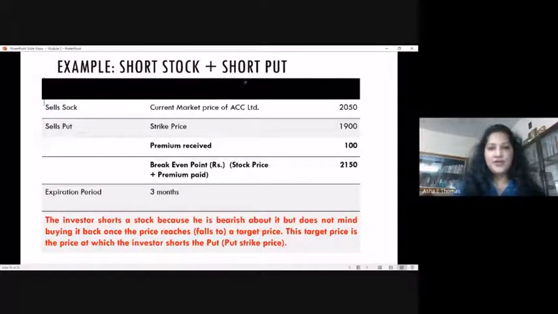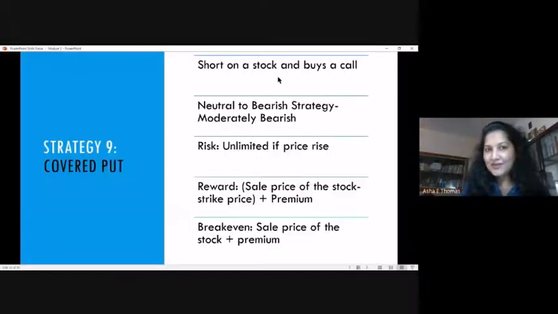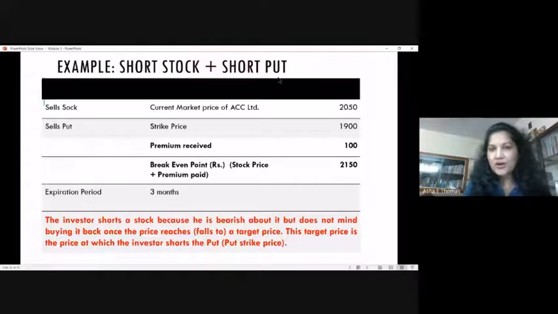This part you can check. Okay, short stock, short put. It will be better if you understand that. The only difference here is short stock, buy call option. But here what happens is short stock, short put. Now you can read this. That will be easy for you to understand.